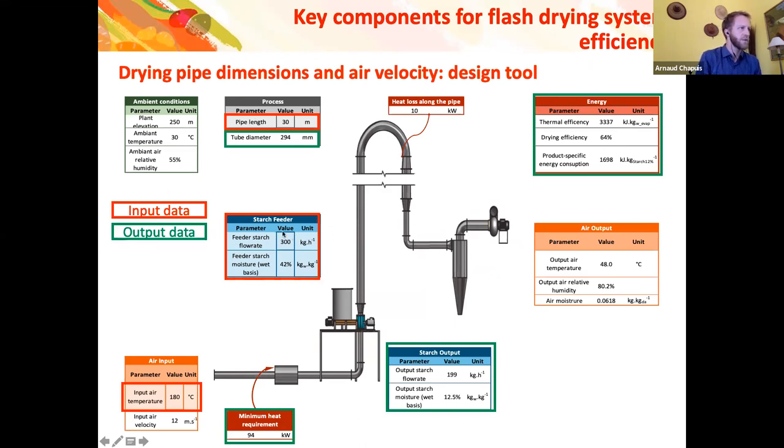So we need to adapt it for flour, because flour is a bit more difficult to dry. You enter the starch flow rate and the product input moisture content. You also put the air temperature here, and the air velocity is fixed at 12 meters per second. You will get the output product flow rate, the output product moisture, some information on energy efficiency, of course, and information on air output conditions. So playing with these input data, you can determine the right design for your specification.